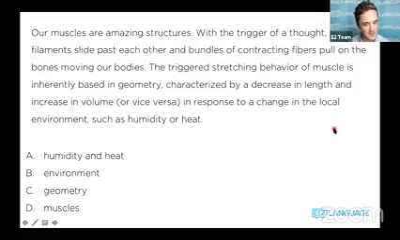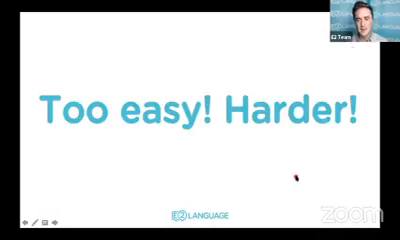That, by the way, was very simple. The answer is D, muscles. Why? It says here, our muscles are amazing structures. So the rest of this paragraph is going to be about muscles and their structures. But really, it's going to be about muscles. Okay? If this sentence says our brains are amazing structures, you know this is going to be about brains. Or our arms are amazing structures, you know this is going to be about arms. Here, muscles, so you know that the answer is D, muscles. Right, that was too easy.